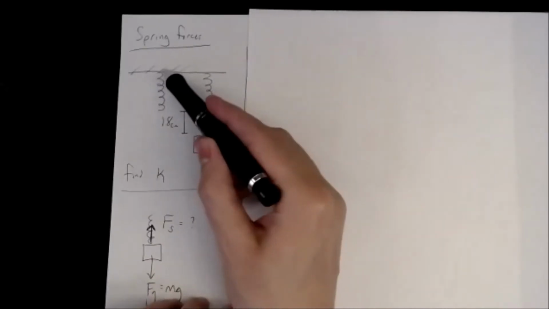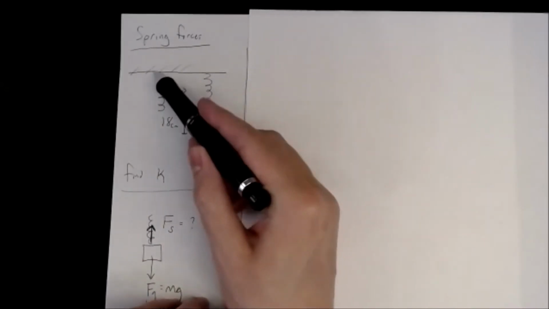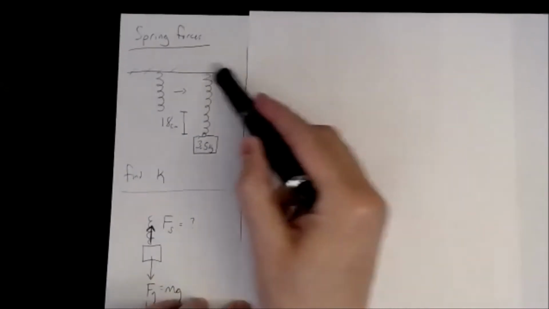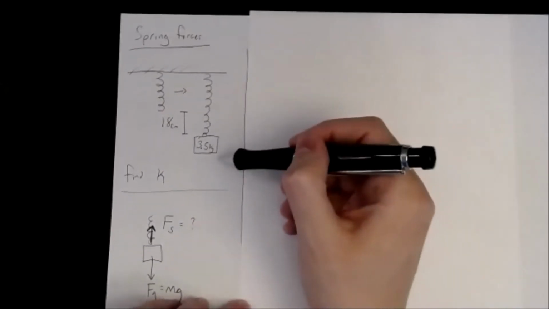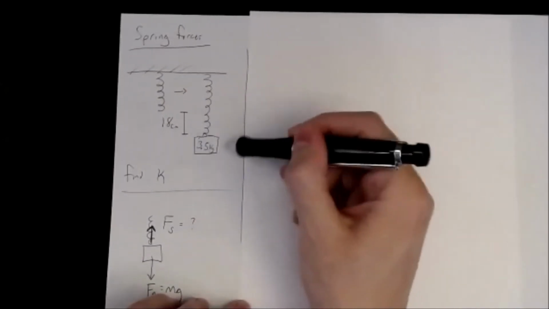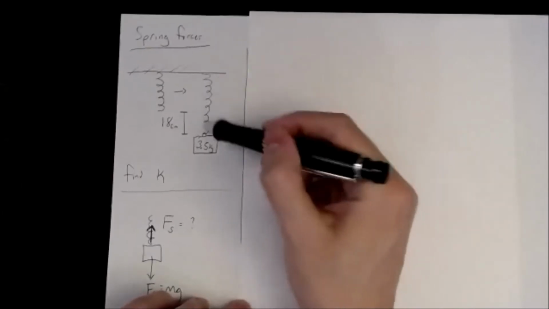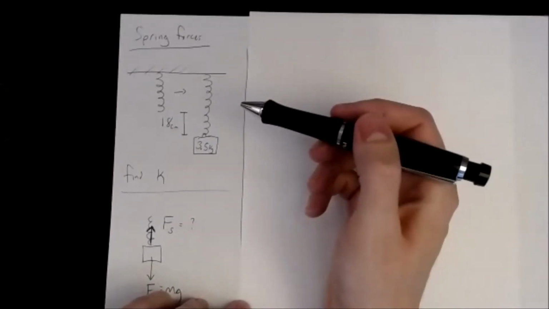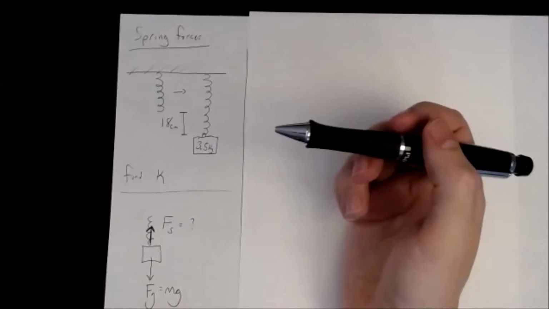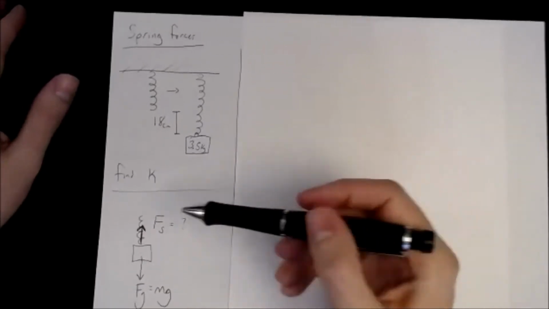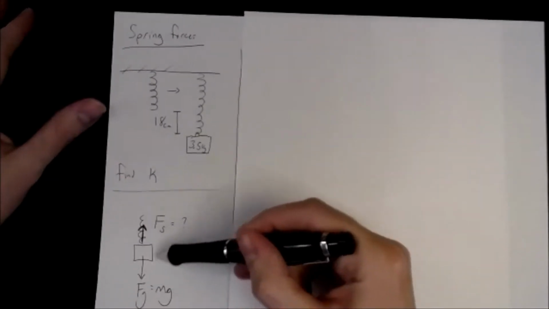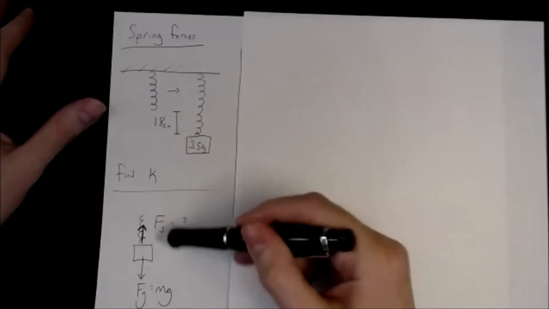We can start out by drawing our situation. I've attached a spring to the ceiling. And then I say, okay, I've come along and I've attached my 3.5 kilogram weight to it. And it stretches by 18 centimeters. And we need to find k. It's always a good idea to start off with drawing a free body diagram for a situation like this.